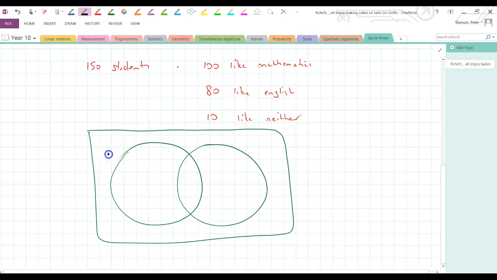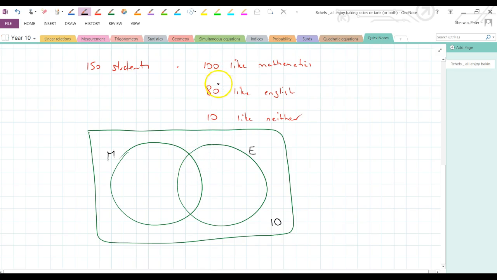So I've got my mathematics students here, I've got my English students here. Of those 150, I'm going to have some that like maths, some that like English, and some in the middle. I've got 10 that like neither, so I've got 10 outside. I can put that number down here. So that means I've got 140 to fit in my circles.